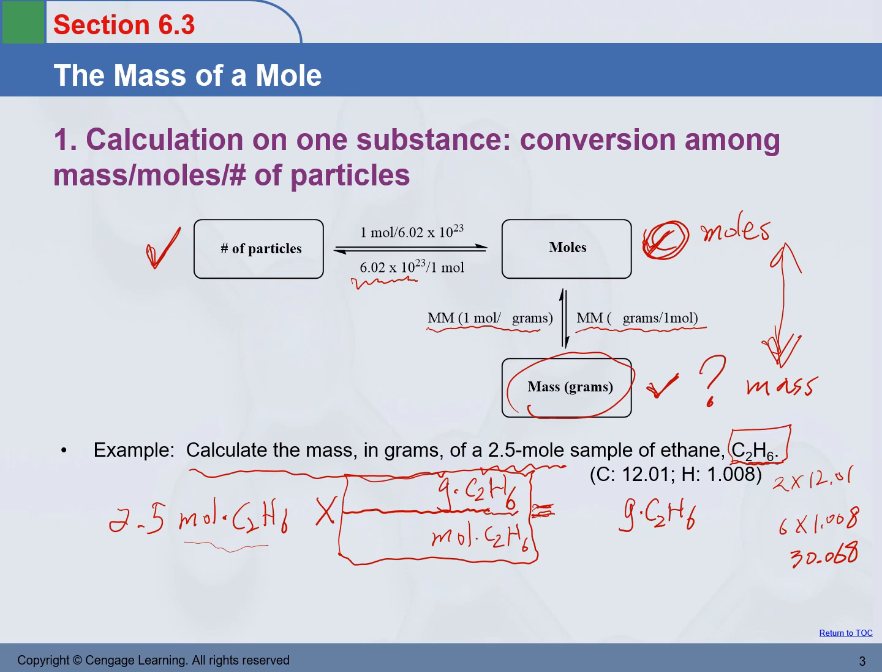Now, where do I put 30.068? On the top or at the bottom? Of course, on the top. On the top, it says grams. Your molar mass is grams per mole. In front of mole, it's always going to be 1. In front of grams is the number you calculated.